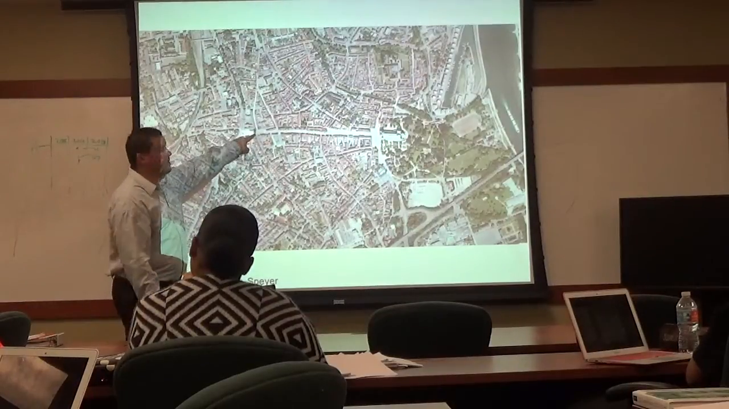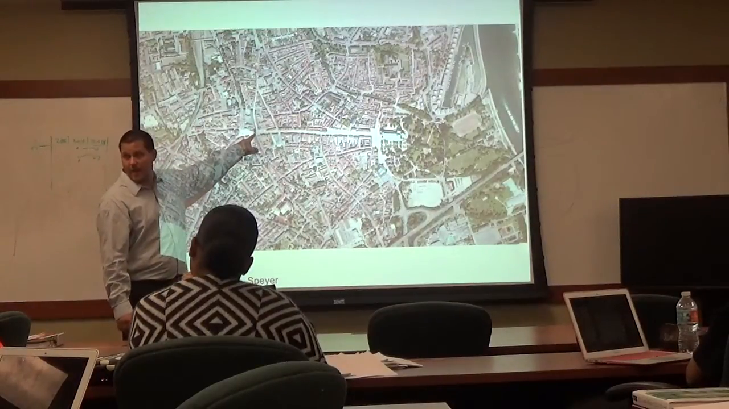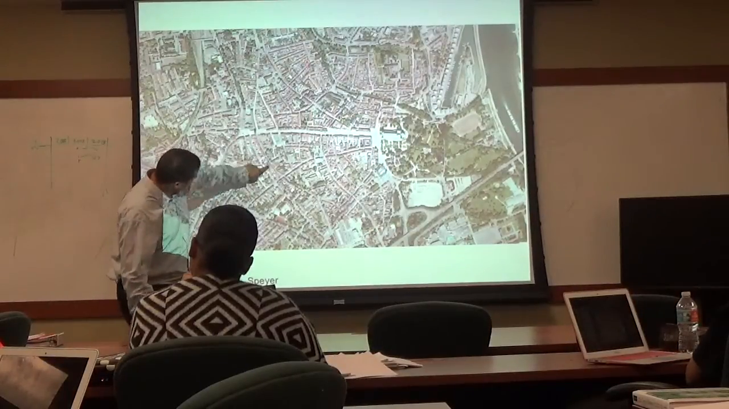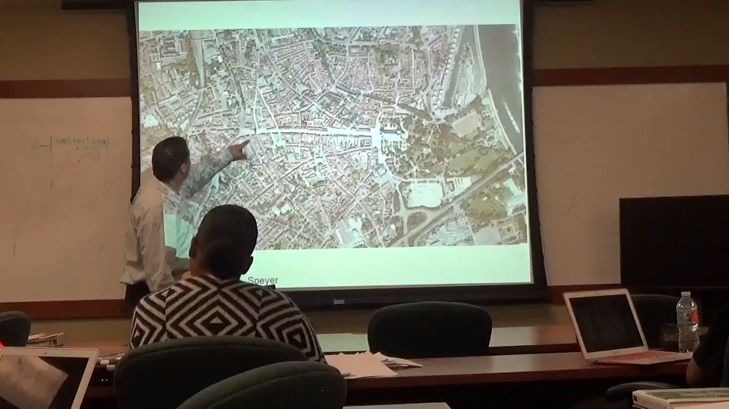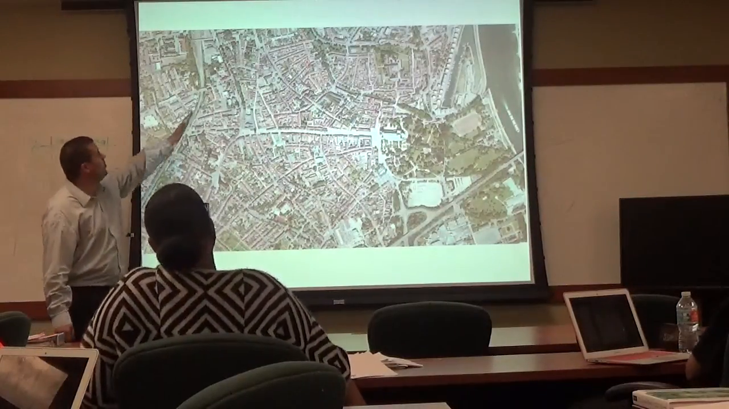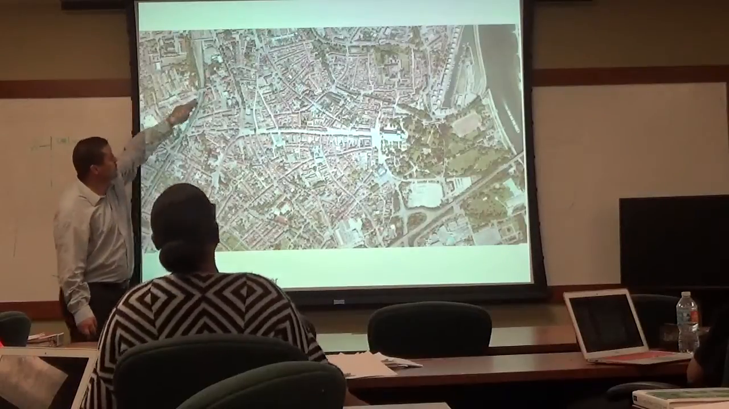This little shadow drop is a tower. That's the remainder of the original city wall. And if you look carefully, there's a ring going around the city wall, and then you can see infrastructure coming in. This is the railroad, yeah, and the rail station.